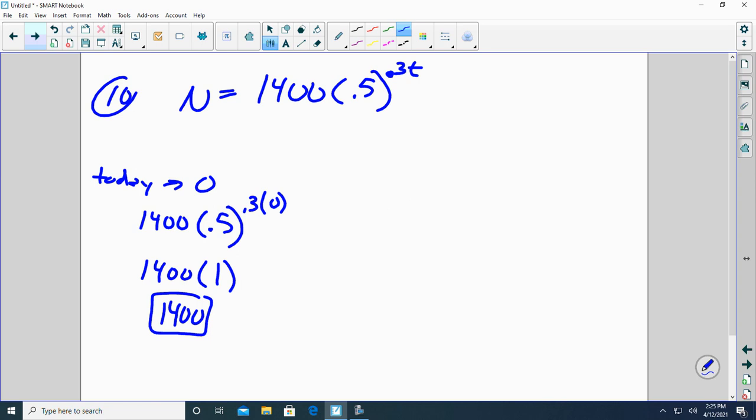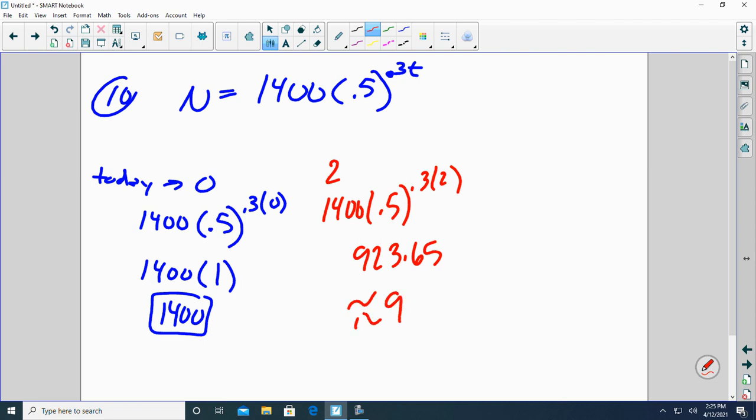How many employees should be working at the end of 2 years? So after 2 years, you're going to plug that in. So you're going to go 1,400 times 0.5 raised to the 0.3 times 2. And we'll go with my calculator. So we're talking about 1,400 times 0.5 raised to the 0.6. So this one goes to 923.65. So about 924 employees. So why is it less than the original?